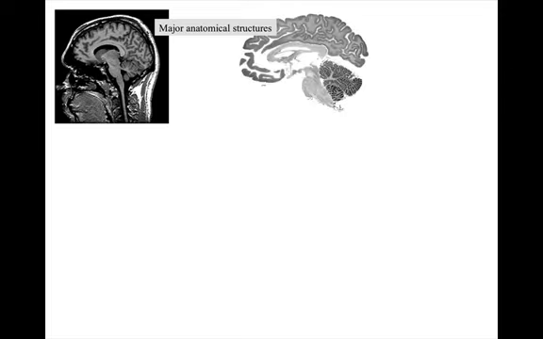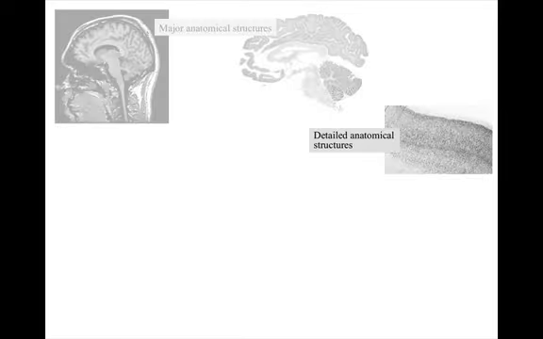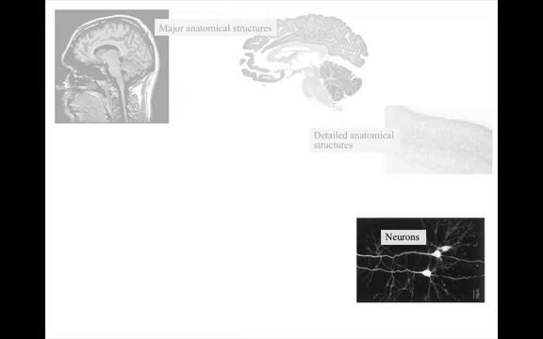Now, in MRI images of a living brain, or physical slices made of a post-mortem brain, we can see major anatomical structures like the cortex, the thalamus, the cerebellum, and so on. Each of these structures has more detailed substructures like the columns in the cortex or nuclei in the thalamus. All of these major and more detailed anatomical structures are made up of neurons, and the human brain has around 86 billion neurons. Each neuron has a complex structure.